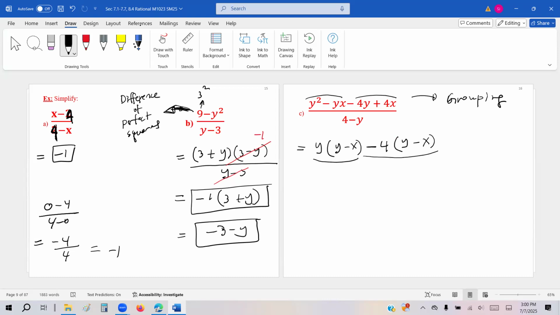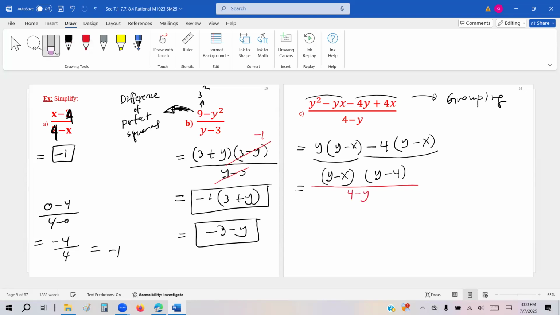And we still have the two groups. Y minus x, y minus 4. And then we still have our denominator in this format.